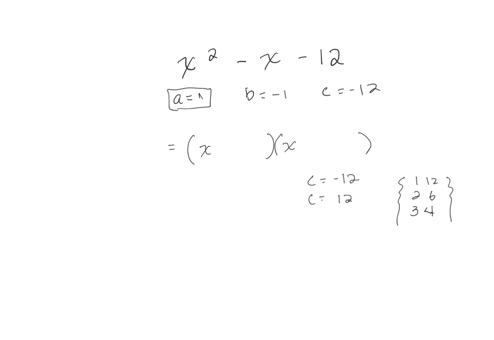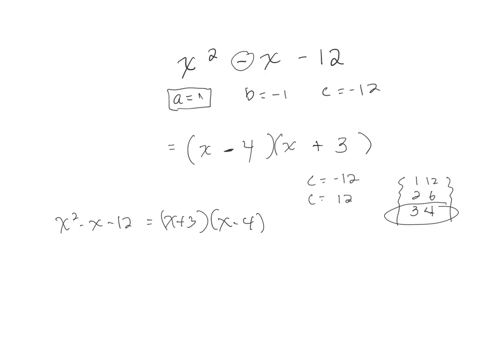Okay. Now, which one has a difference of 1? The difference of 1 is 3 and 4. B is the difference, 1. Now, which one is negative? Which one is positive? Because we're going to have a positive and a negative. It doesn't really matter the order. Well, the one with the bigger number is going to have the negative. So -4, +3. That can also equal x plus 3 times x minus 4. And that's what x squared minus x minus 12 is equal to.